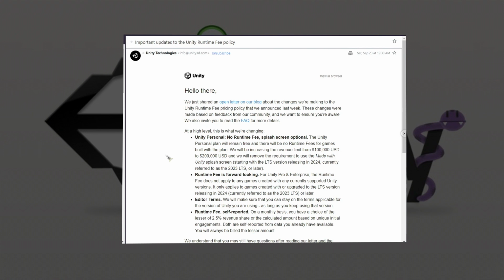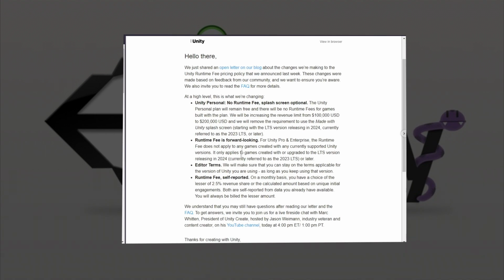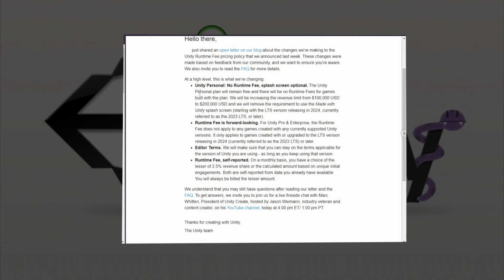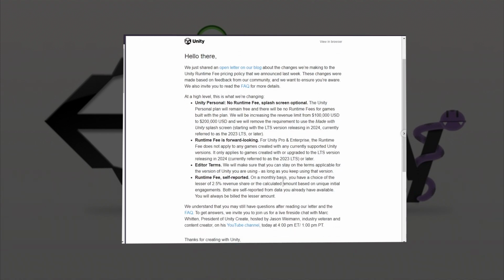Unity faced massive backlash from the community, and I think this is their answer. So let's see what they're saying here. Hello there, hi. So they're saying this is an open letter, and we can go into FAQs and see what they have, what other questions we might have, and these are the snippets of their policy. So let's see what they're saying.